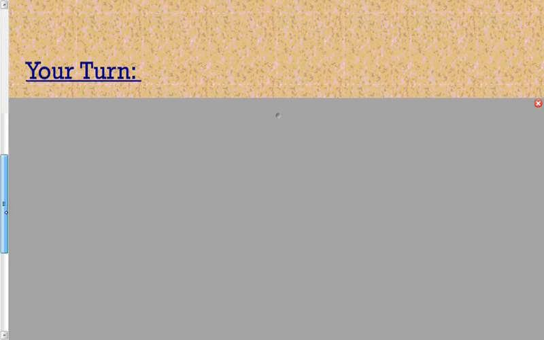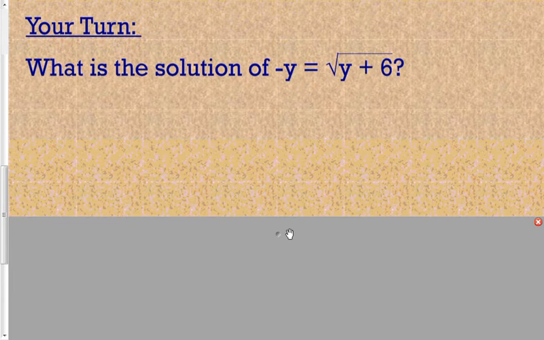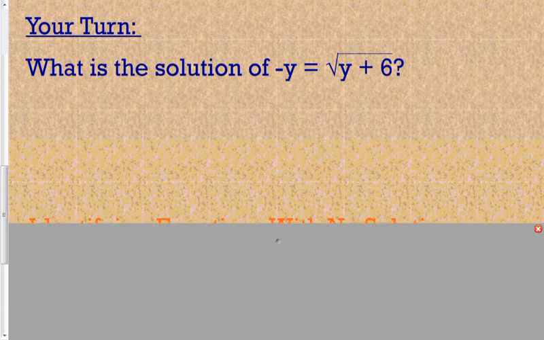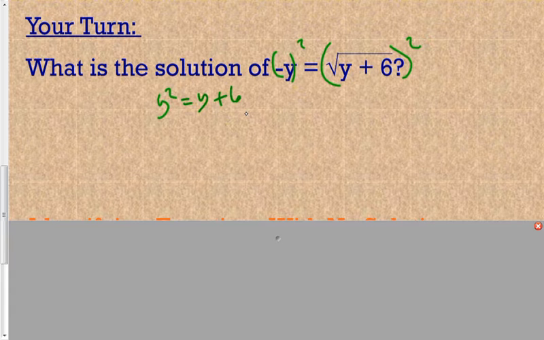You can do it on your own first if you'd like to pause it, and then I'm going to walk through it with you as well. So we're going to do the same thing here. We're going to square both sides. Y squared, or negative y squared, is just y squared. That's going to be equal to y plus 6. Now if we subtract that from both sides to make this a quadratic, subtract y and subtract 6, we end up with y squared minus y minus 6 equals 0.